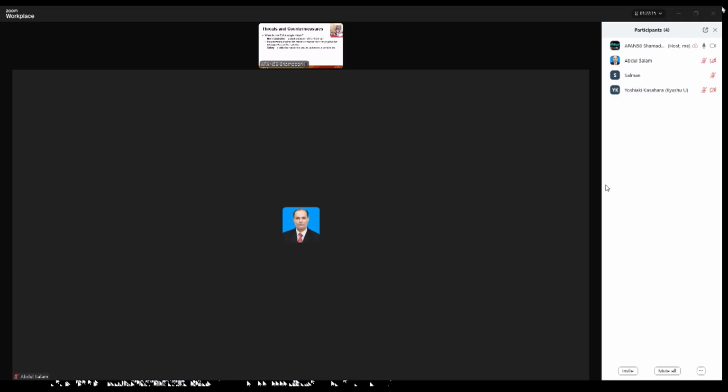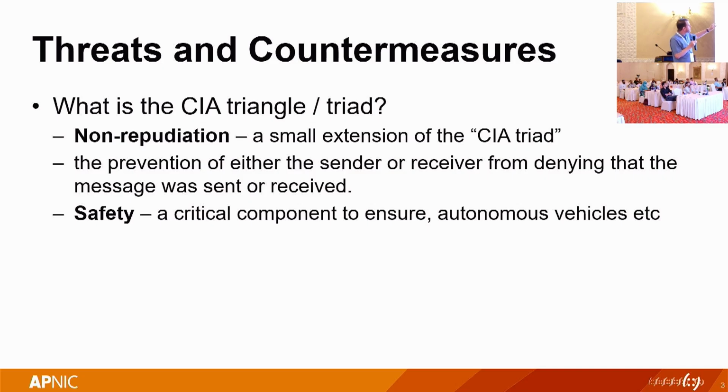Now, the extension for CIA goes back 30 years or more. The extension we have, which is not used too often, is non-repudiation. Non-repudiation is largely in the realm of cryptographic signatures and assurance that if somebody is sending or receiving information, they cannot deny that they either sent or received that information.